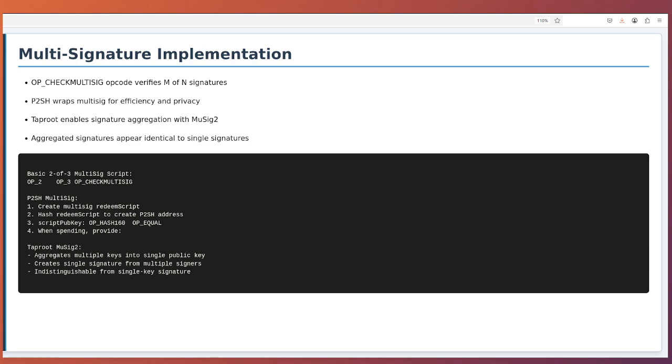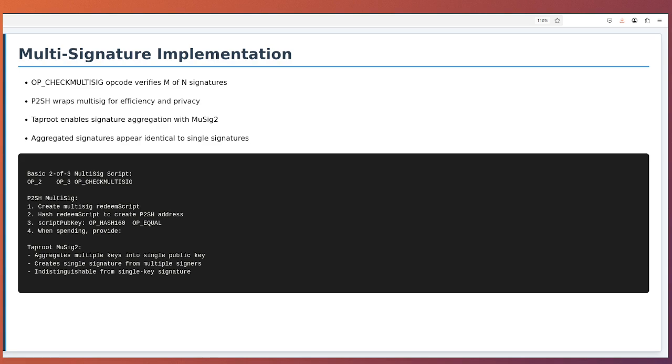The script structure for a 2 of 3 multisig looks like this. First, the number 2 is pushed to indicate the threshold. Then 3 public keys are pushed to the stack. Then the number 3 is pushed to indicate total signers, followed by OP_CHECKMULTISIG. When spending from this script, you provide 0 as a dummy value due to an off-by-1 bug in the original implementation. Then provide 2 valid signatures corresponding to 2 of the 3 public keys.